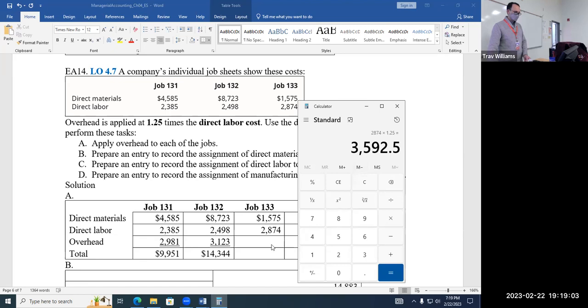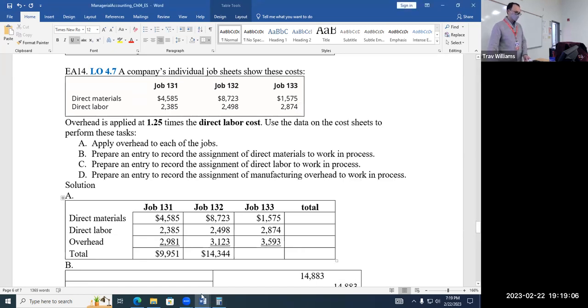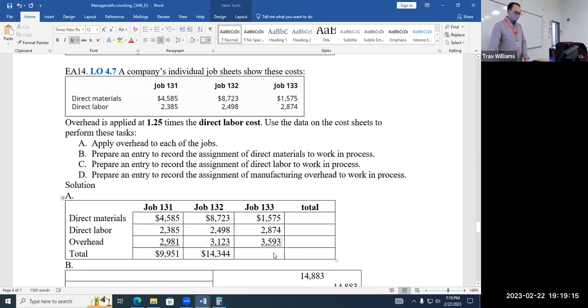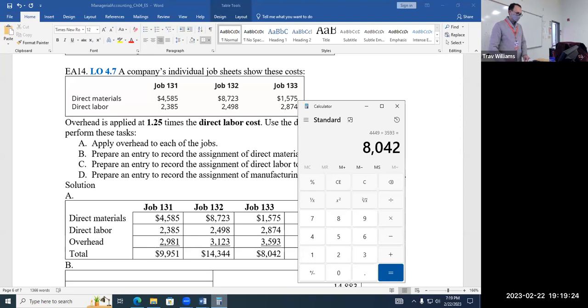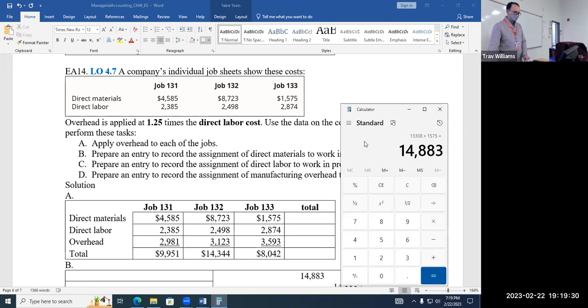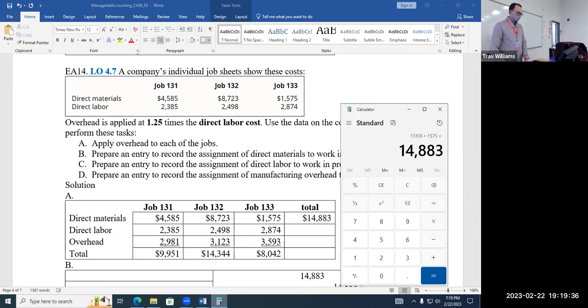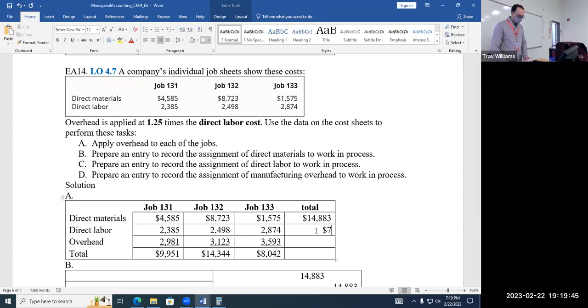Round that one up to 3,593. Okay, and then we can do our rows. Of course, if you use Excel, you could set up a formula. It would be a lot faster.